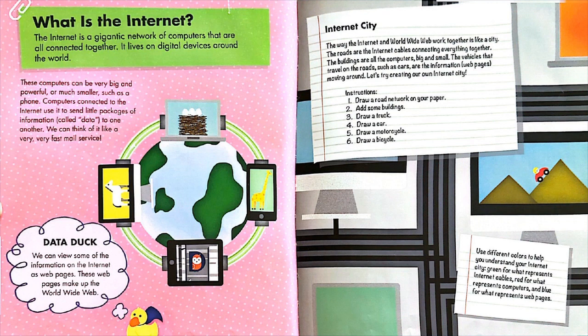These web pages make up the World Wide Web. Internet city. The way the internet and World Wide Web work together is like a city. The roads are the internet cables connecting everything together. The buildings are all the computers, big and small. The vehicles that travel on the road, such as cars, are the information, web pages, moving around. Let's try creating our own internet city.